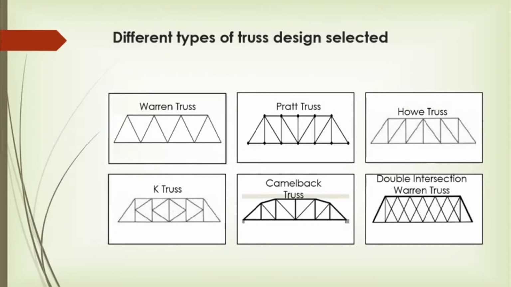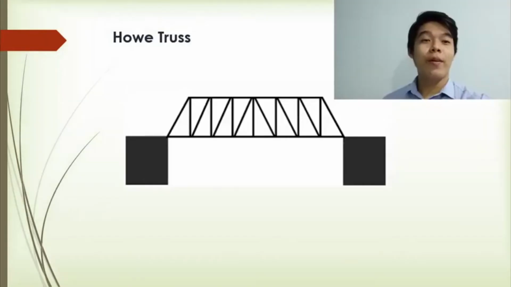The types of truss design selected by our group are Warren truss, Pratt truss, Howe truss, K-truss, camelback truss, and double intersection Warren truss.